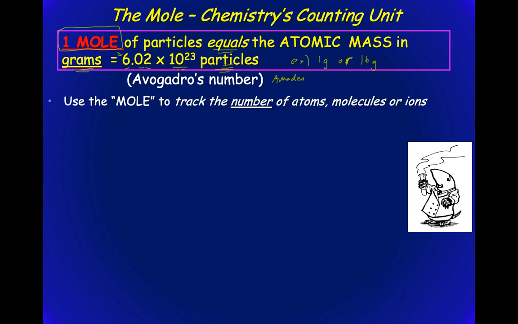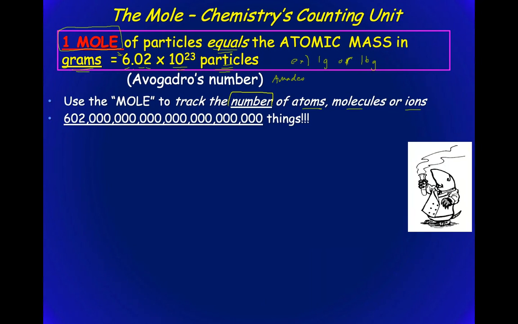What we're going to do is use this mole to track the number of atoms, molecules, or ions, because we can't count them directly. We're going to count by weighing. If you take this number, 6.02 times 10 to the 23rd, and actually write it out, you would get a huge, tremendous number. So for example, if you wanted this number of hydrogen atoms, you would weigh out 1 gram of hydrogen. If you wanted this amount of oxygen atoms, you would weigh 16 grams of oxygen.